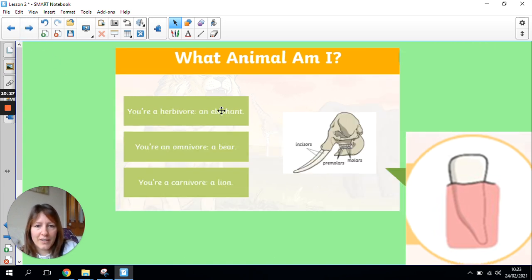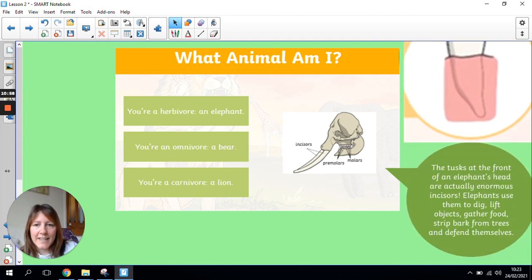Now, look at these two long incisors here, and then some premolars at the front and molars at the back. Do you think this is a herbivore, an elephant, an omnivore, a bear, or a carnivore, a lion? Write your answer down.